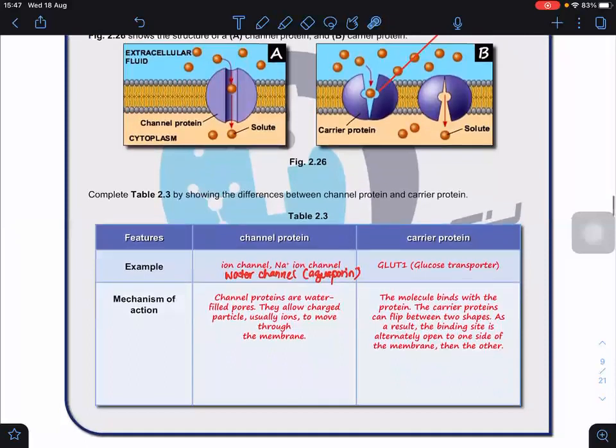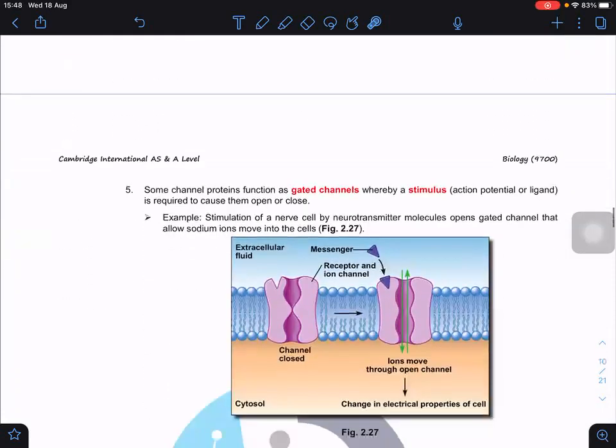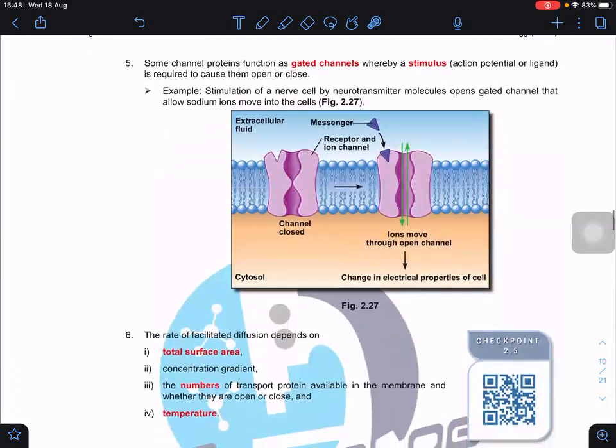Okay. Now, let us look at another special kind of ion channel. This ion channel is called a gated channel. They have a gate, so something has to cause them to open. A stimulus in this case will cause them to open. So initially, can you see that they are closed? So no matter how high the concentration of the ion outside compared to inside, they cannot diffuse across.